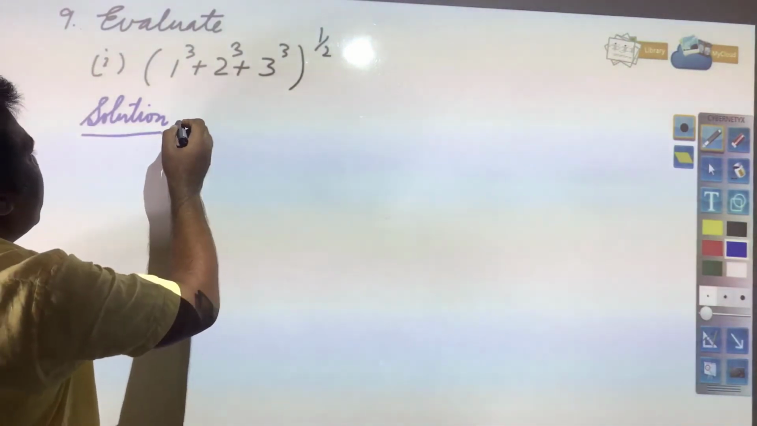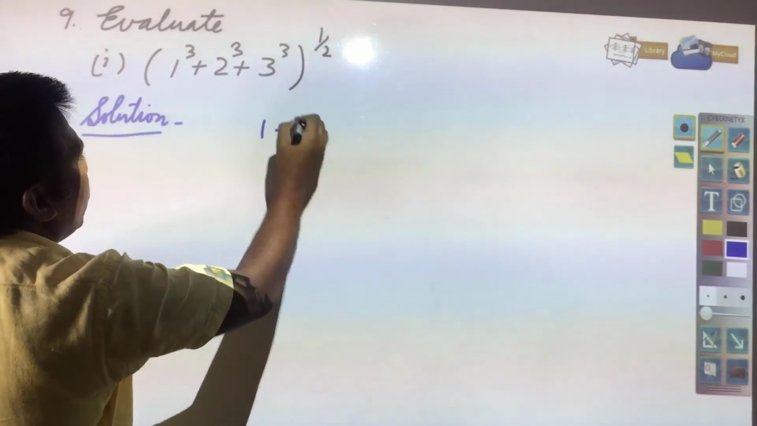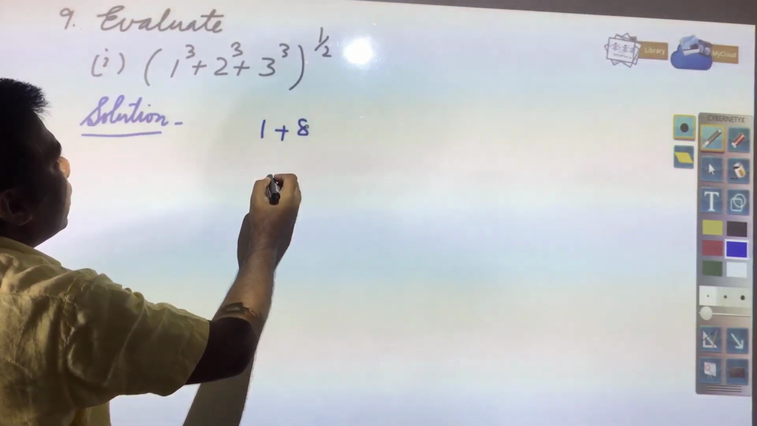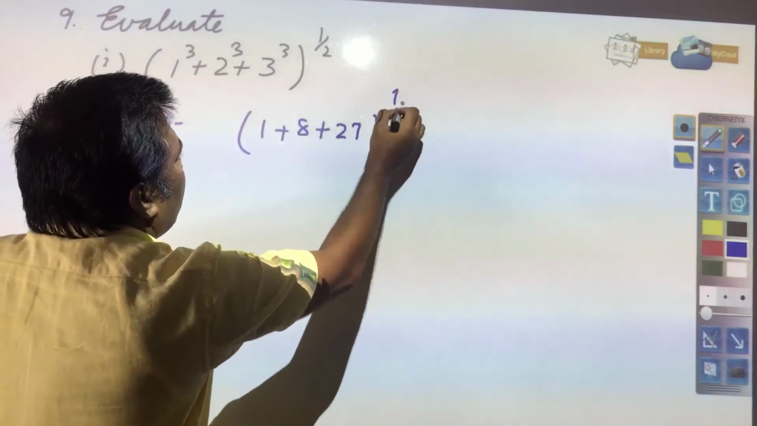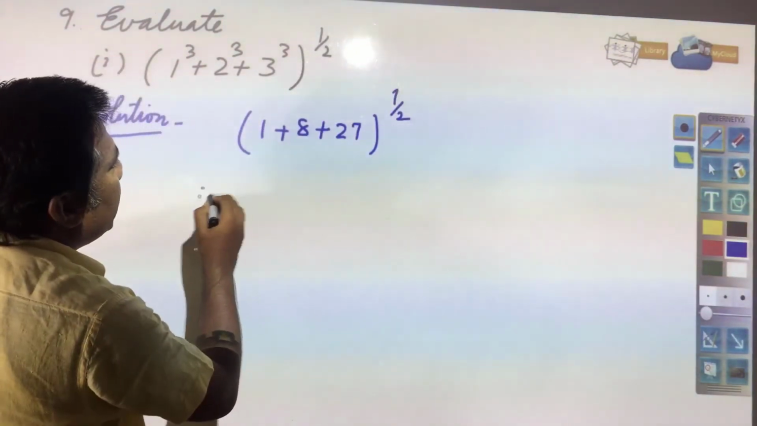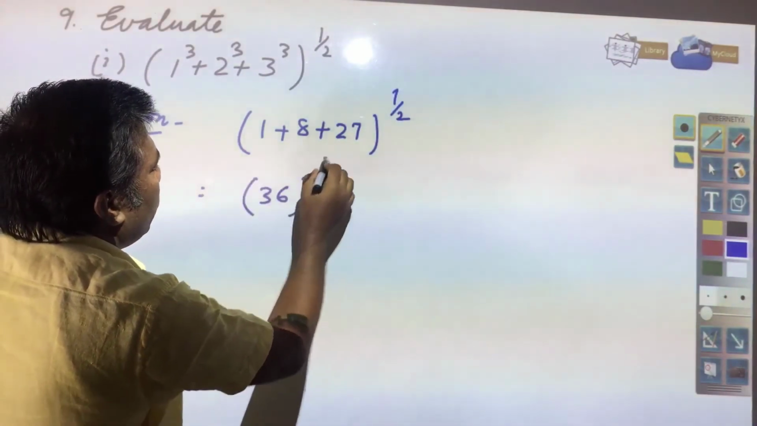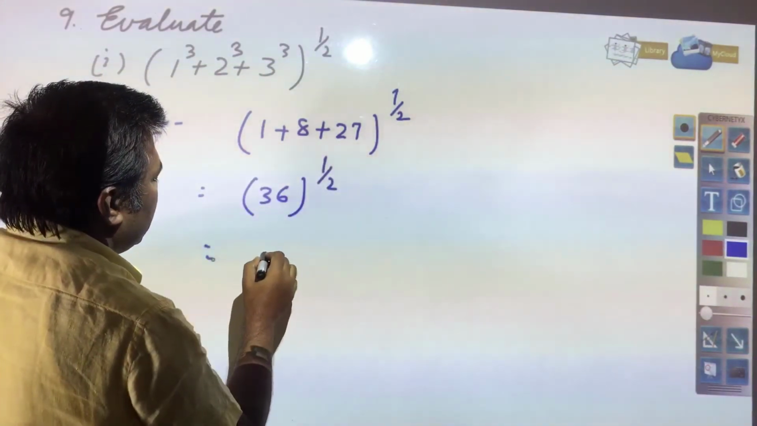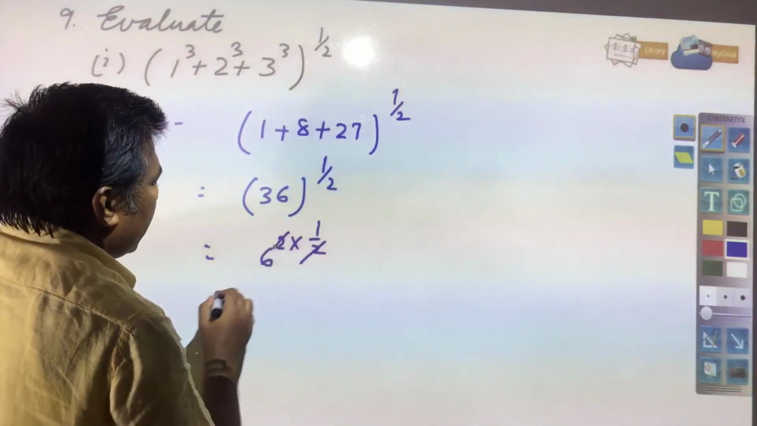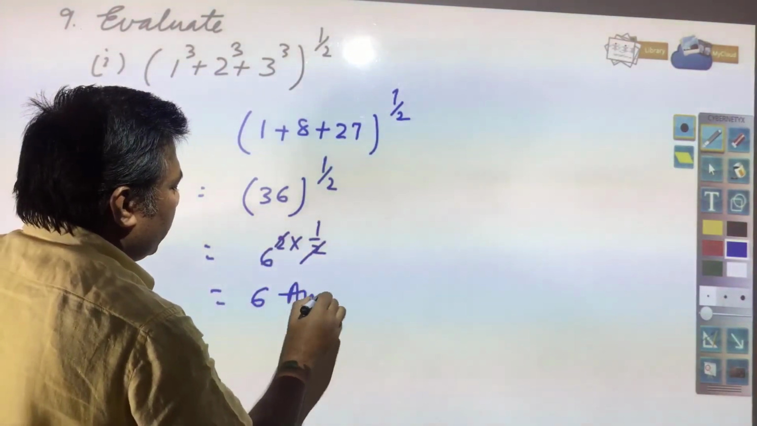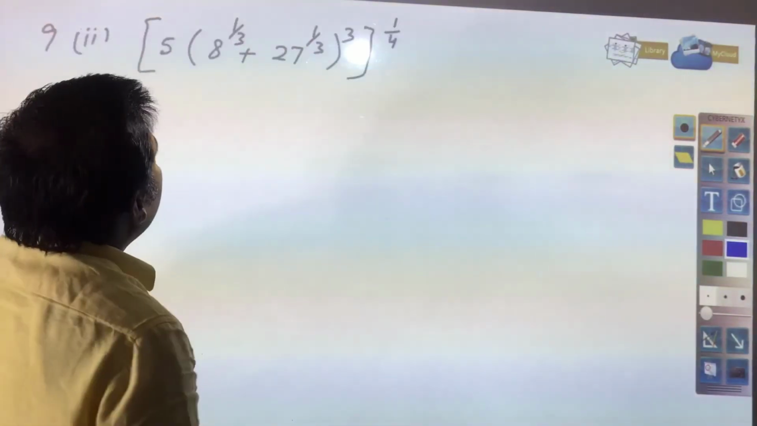So, how will we solve this? You see, 1 cube means 1, 2 cube means 8, 3 cube means 27, and to the power 1 by 2. It means this will be 36 to the power 1 by 2. It means 6 square into 1 by 2 and this will be cancelled, you will get 6 and this will be your answer.